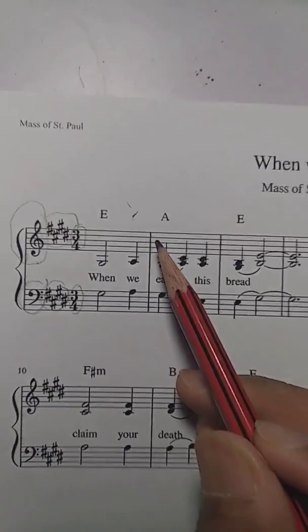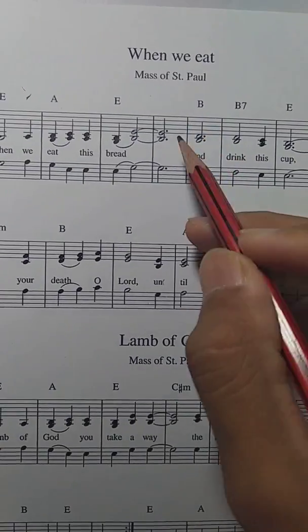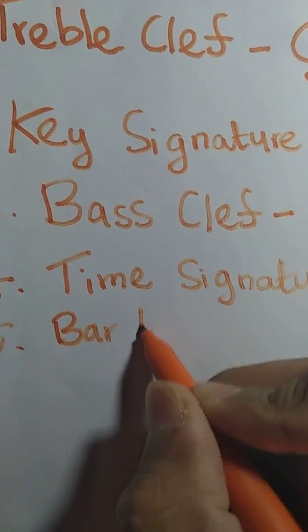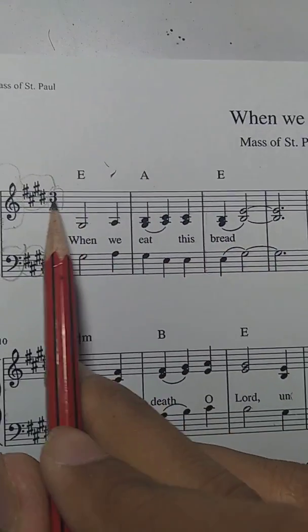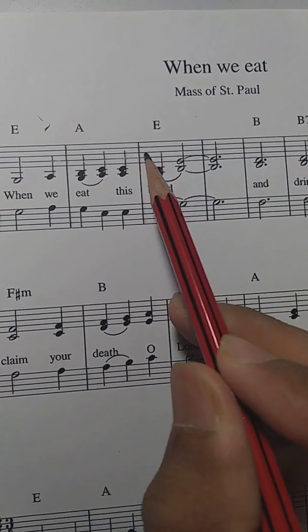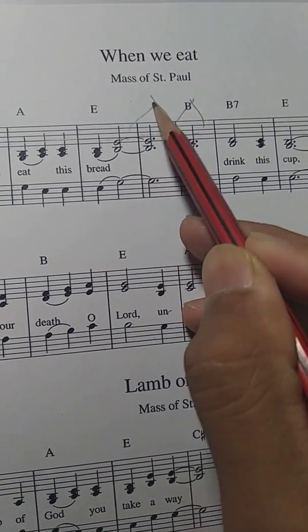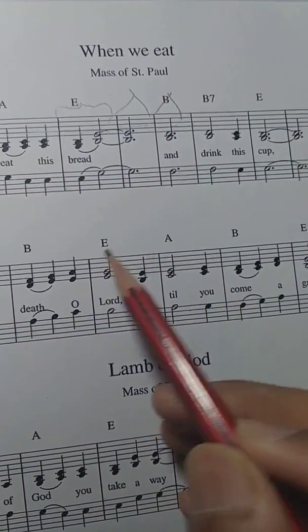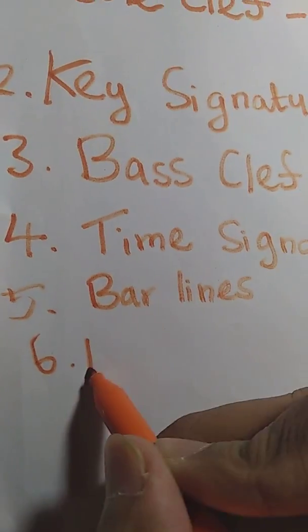Then you see this line, this kind of line which is dividing. These are called bar lines. And you see they are dividing this whole section, then this whole section, and this whole section. Each whole section is known as a measure. They are known as measures.